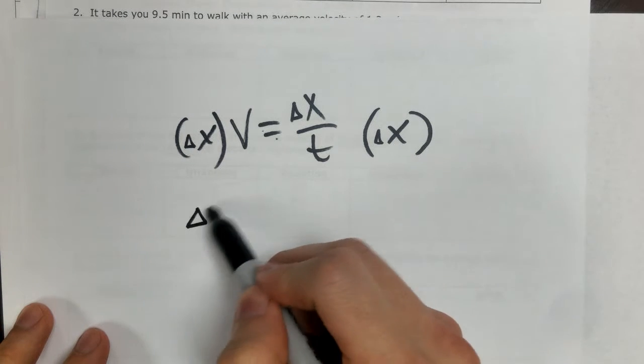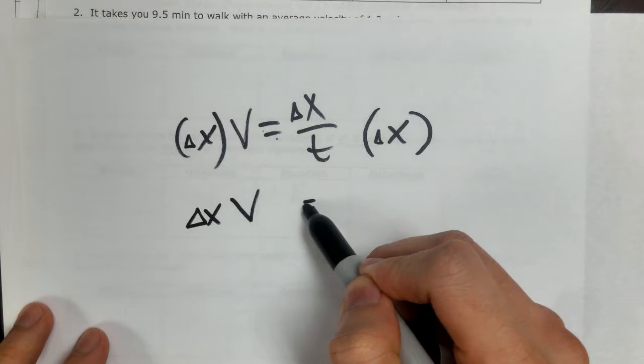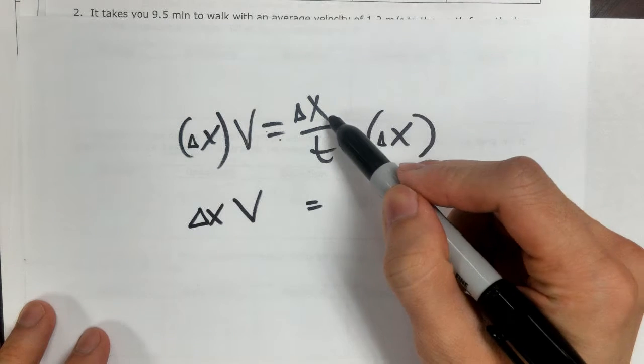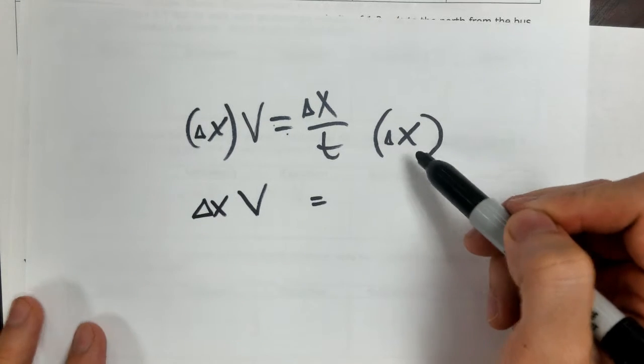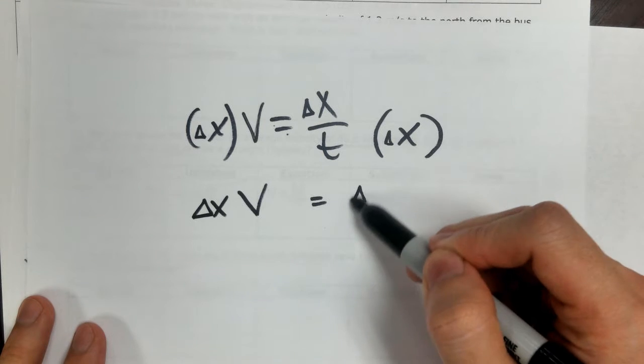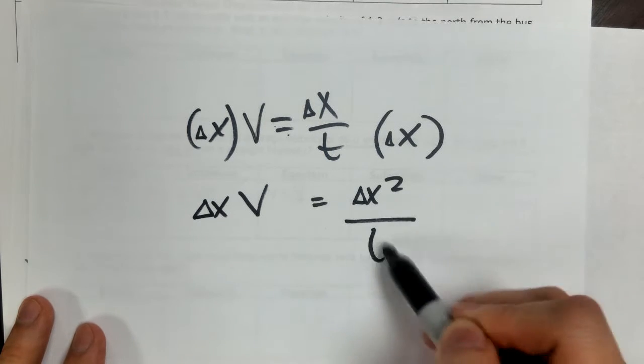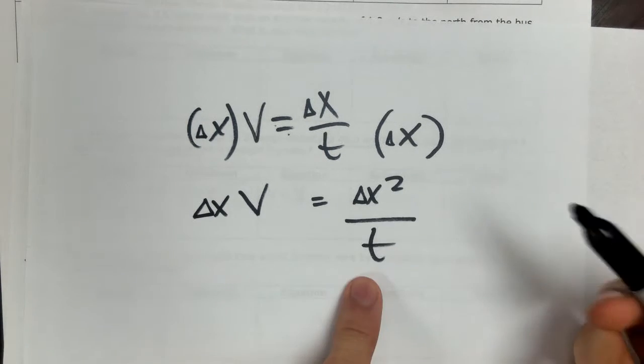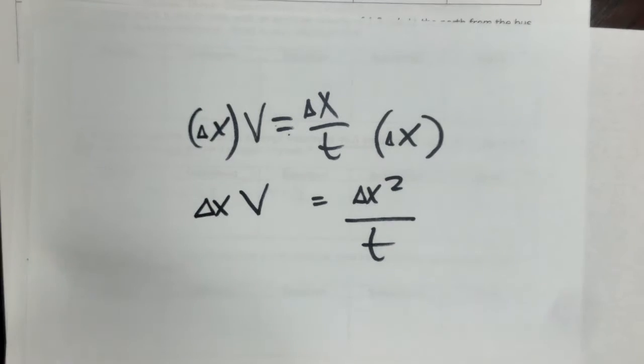But look what happens. It's going to be delta x times v is equal to, wait, what's delta x times delta x? Delta x squared, divided by t. Does that work? Is t by itself? No.